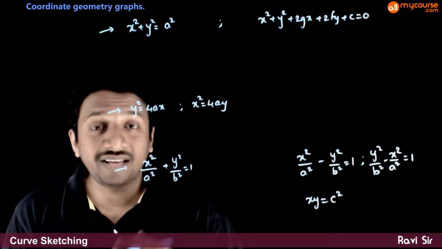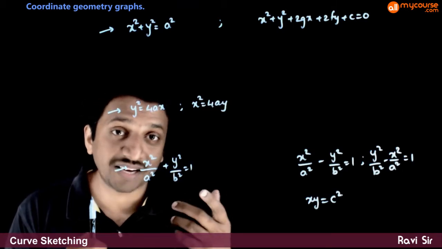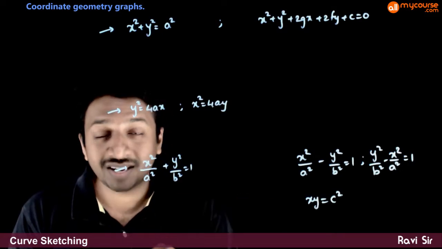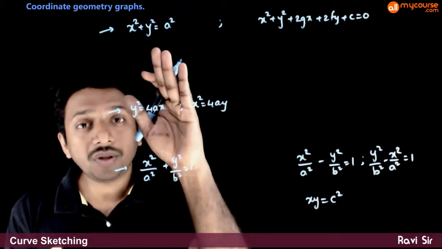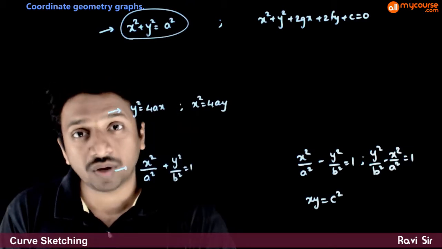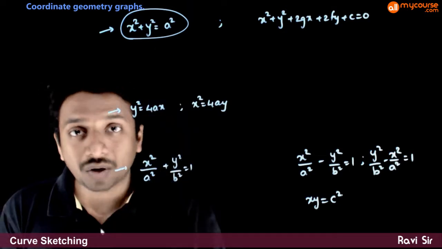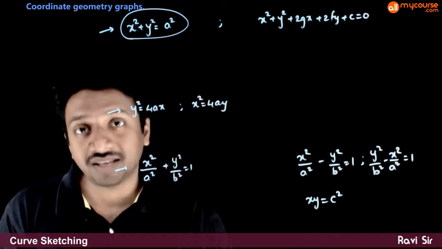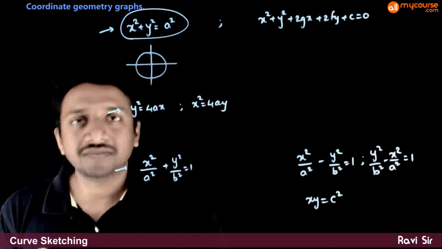Next, if you look at the graphs that you have studied in your coordinate geometry, you have studied the graphs of circles, parabolas, ellipses, hyperbolas, and a general pair of lines. So we know that whenever the equation looks like x square plus y square is equal to a square, this is a circle centered about origin with radius a. So the graph of this looks like this.